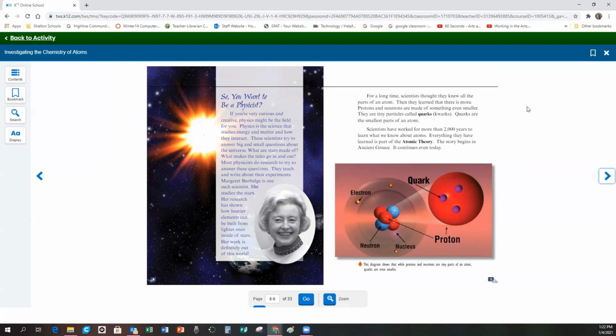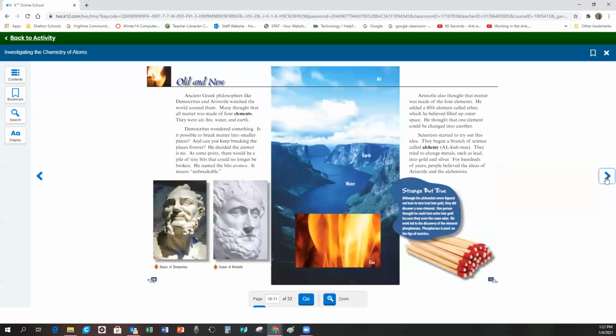Scientists have worked for more than 2,000 years to learn what we know about atoms. Everything they have learned is part of the atomic theory. The story begins in ancient Greece, and it continues even today.